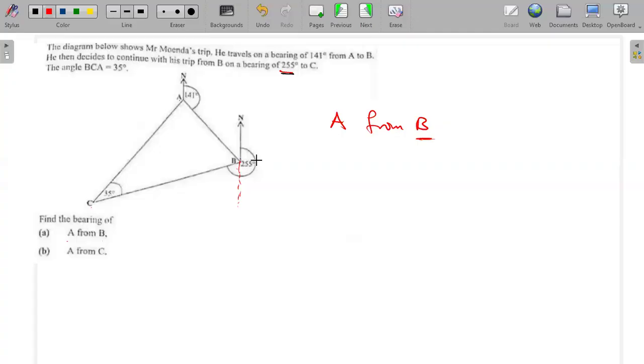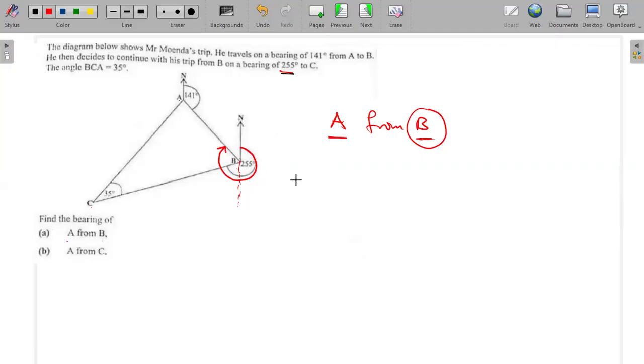Then the north here, you always start from the north until you touch the required line. So we're starting from the north of B until we reach the line A, which is this one here. So that is the line A.